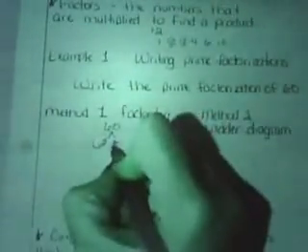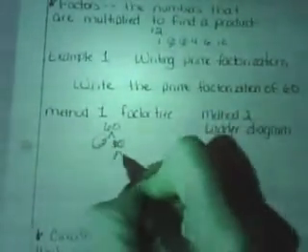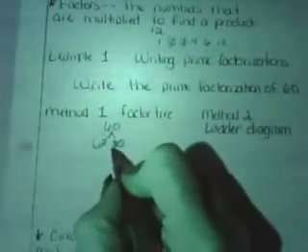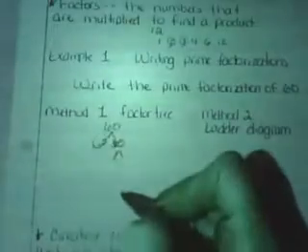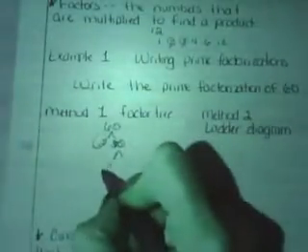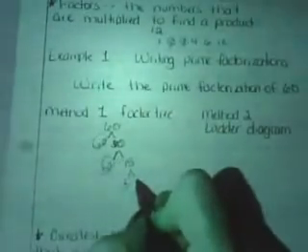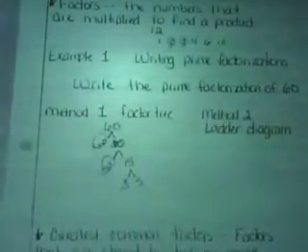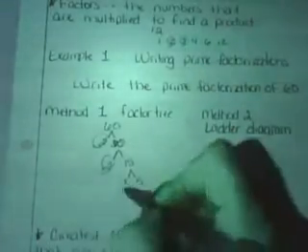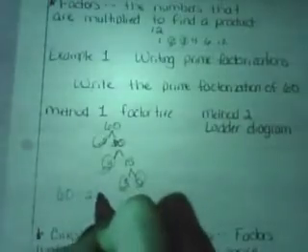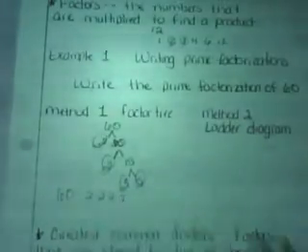This is a 30. What are your factors of 30? Will 2 go into 30? Yeah, it will. It'll go 2 times, so 2 and 15. 2 is prime. What are your factors of 15? 3 and 5. So those are your prime factors of 60. You're going to have 2 times 2 times 3 times 5.